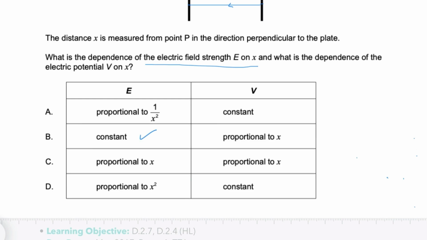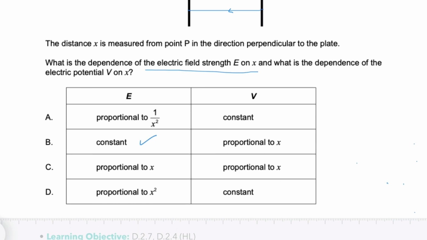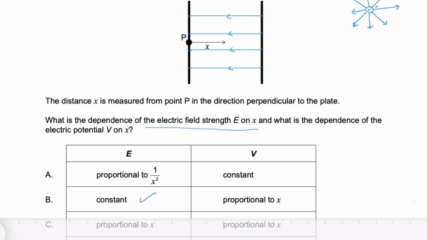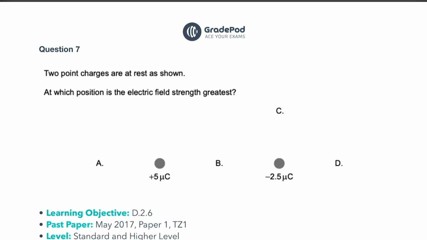If we want to convince ourselves that answer B is correct, let's think about potential. E is equal to V over d. And in this case, d is the distance between the two plates. So E is equal to V over x. Let's rearrange for V: V is equal to E x. E is a constant. So V is proportional to x, which tells us that B is absolutely correct. The answer is B. Question 7.